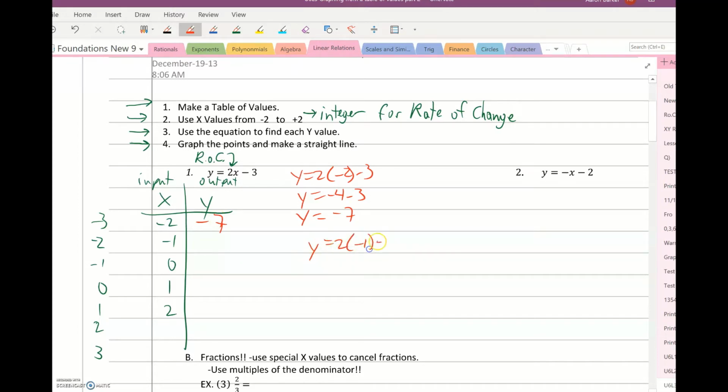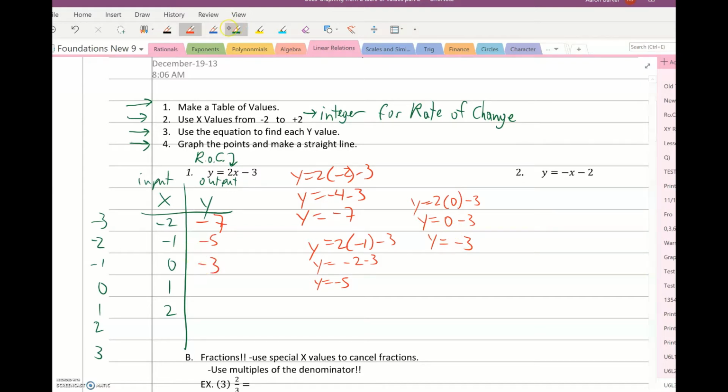And then y equals 2 times -1 minus 3, y equals -2 minus 3, y equals -5, and let's do that again for 0. So we get y equals 2 times 0, which is kind of special, isn't it? Because that equals 0, and so we actually get just the very last number, -3.